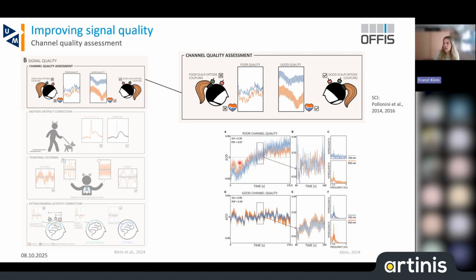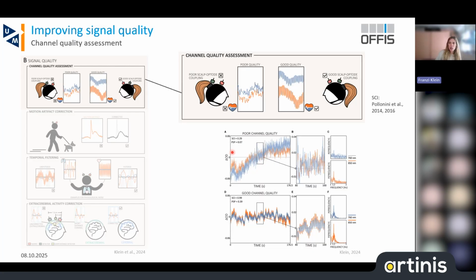Here is another picture of that, where you see the signal is very bad. You don't see these oscillations as compared to here. You also see in the power spectrum that the frequencies related to heartbeat are very high here as compared to here. Here you can still see a bit of it, but in this case it's also a bit tricky. And you also see that the scalp coupling index for this signal is much higher as compared to here.